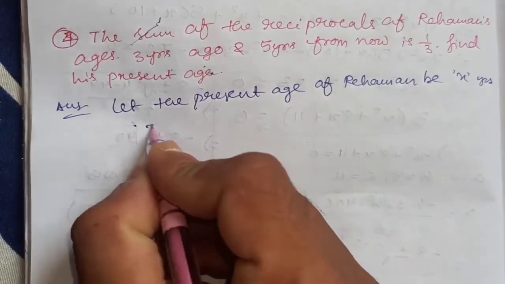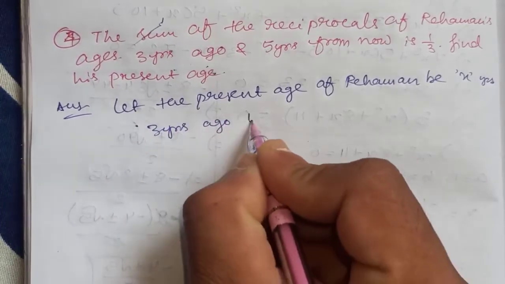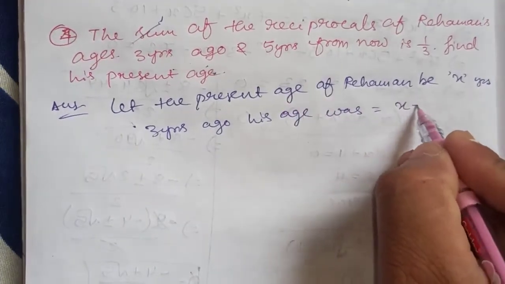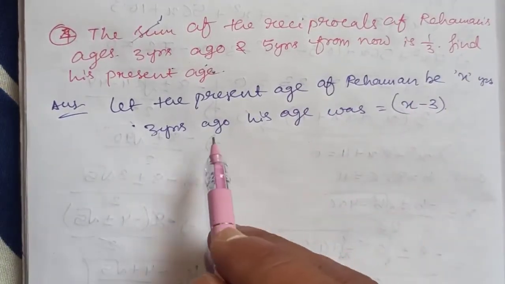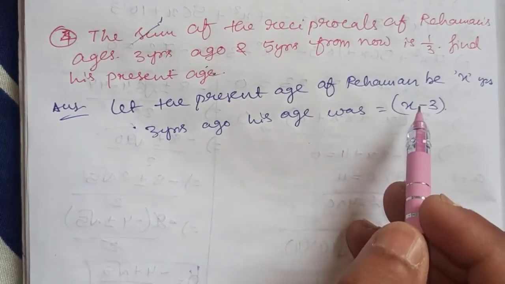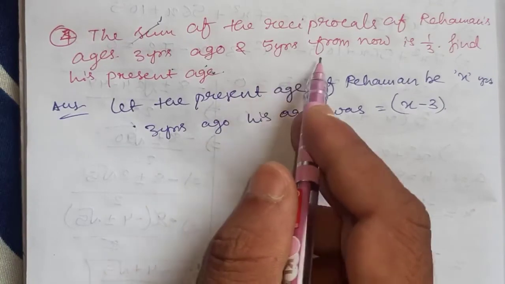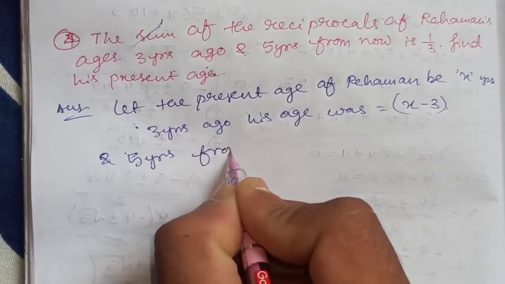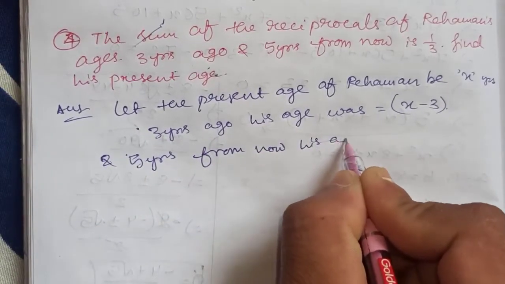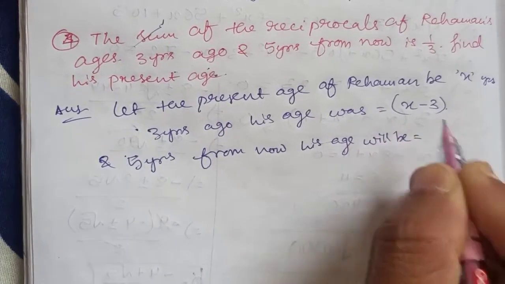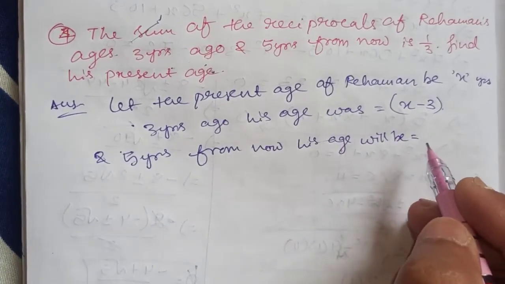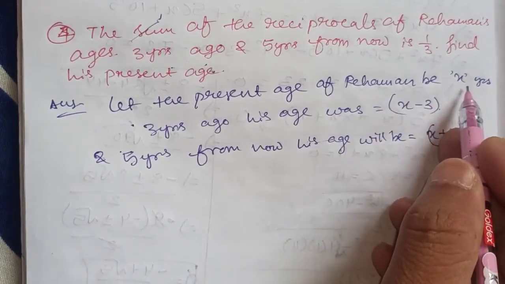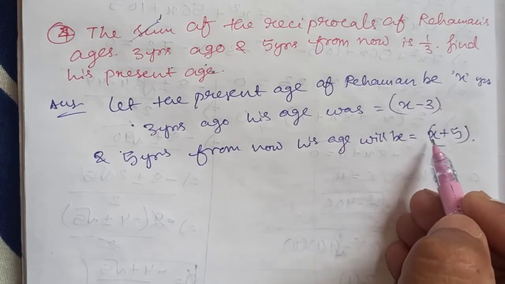Okay, present age of Rahman is x years. 3 years ago his age was x minus 3. So for any age, if it asks for 3 years ago, you subtract 3 from the given age. One more phrase is given, 5 years from now: his age will be in the future. Okay, 5 years from now what will be his age? So it will be x plus 5, because his present age is x. 3 years ago x minus 3, 5 years from now x plus 5.